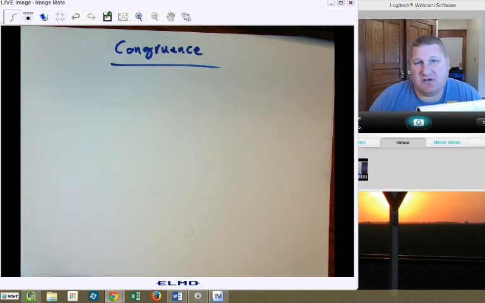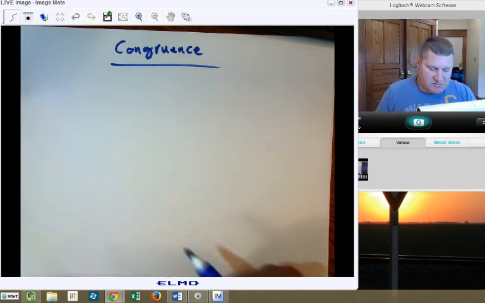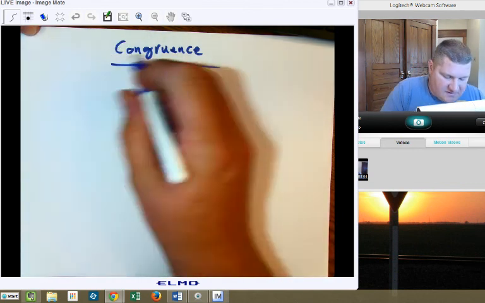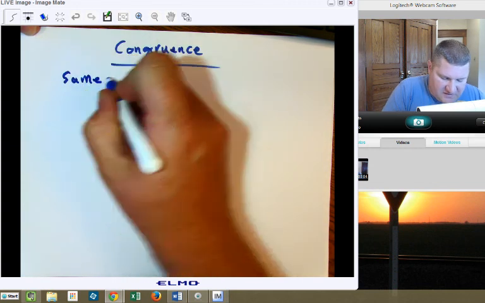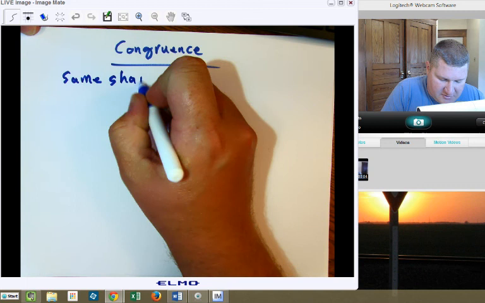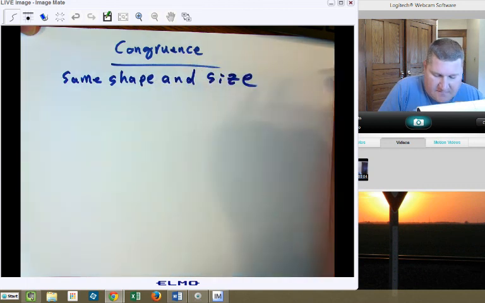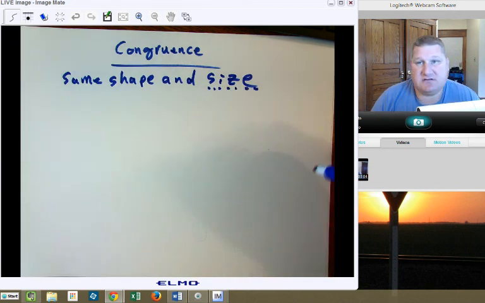Okay, ladies and gentlemen, let's talk about congruence. Now, the idea of congruence, what does congruence mean? If I want something that is congruent, for now we're going to work with the definition of same shape and size. This becomes important because we've just been discussing this idea right here, size.